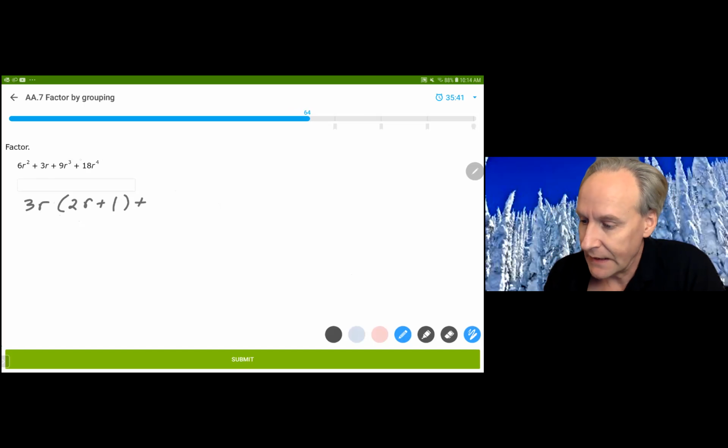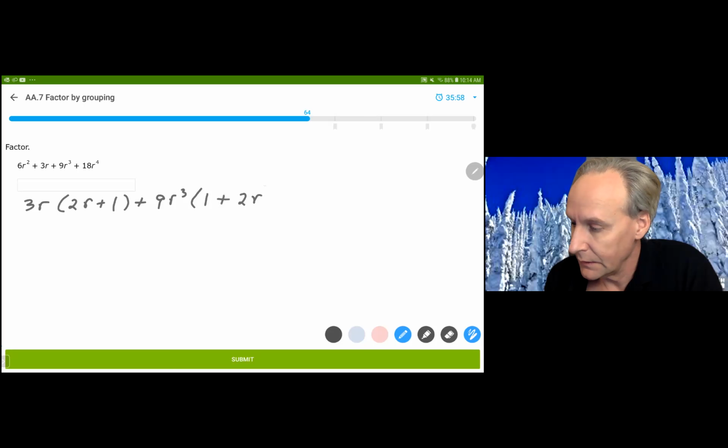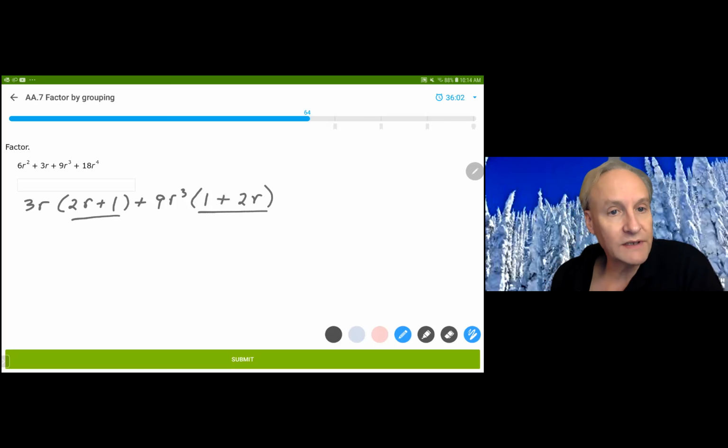Now I want to take out a 9r squared, see that? Oh, 9r cubed, my bad. 9r cubed. And then I have a 1 plus 2r. Now this is backwards, but it doesn't matter. 1 plus 2r is the same as 2r plus 1. And 9r cubed plus 3r is the same as 3r plus 9r cubed.